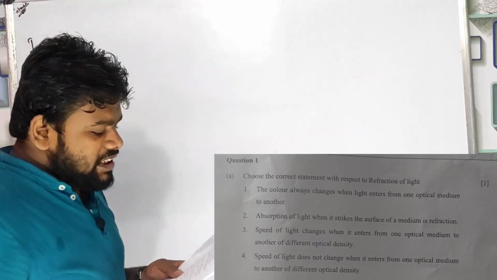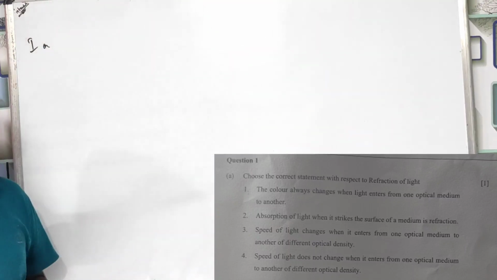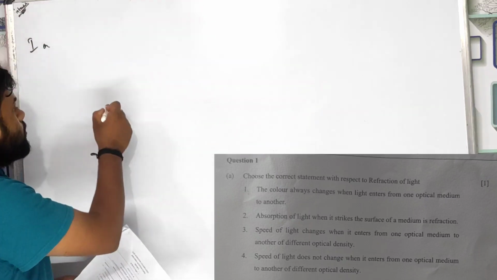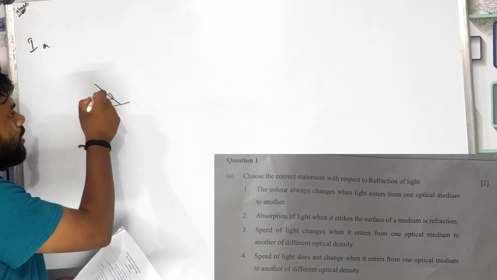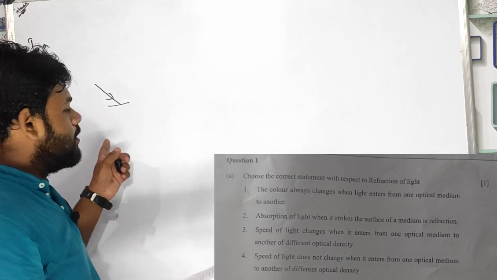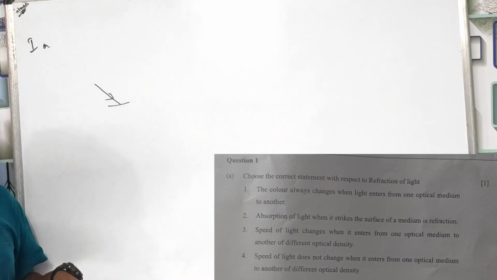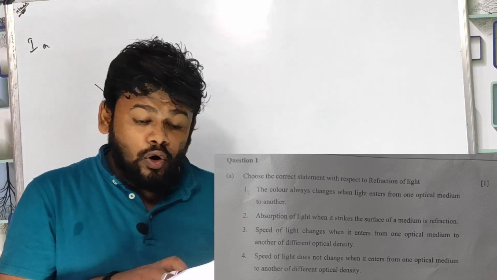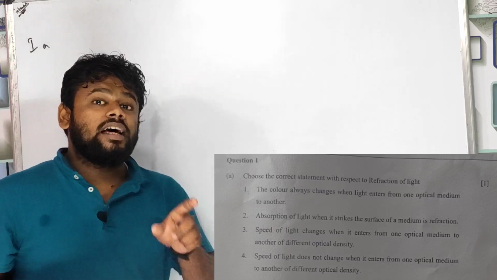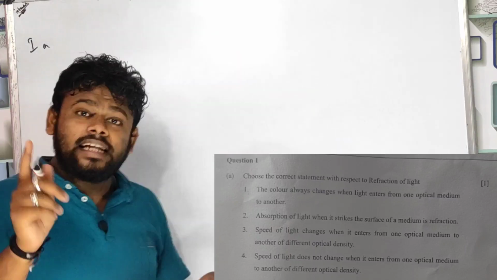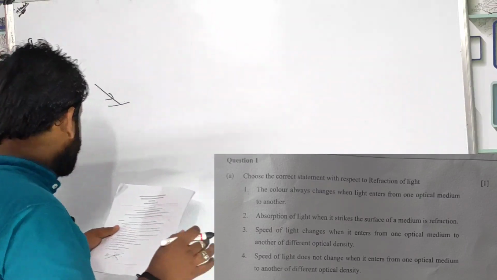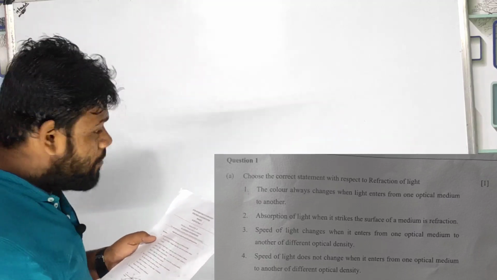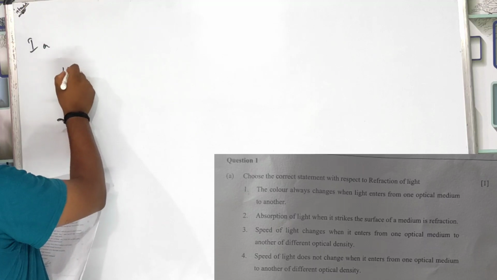The color always changes when the light enters from one optical medium to another. The color changes from one optical medium to another. When the wavelength of color passes through one medium to another medium, yes, the color gets changed. But here it is saying that the color always changes. No beta, the color doesn't always change. The color changes but not always. So here we concluded that number 1 option is wrong.